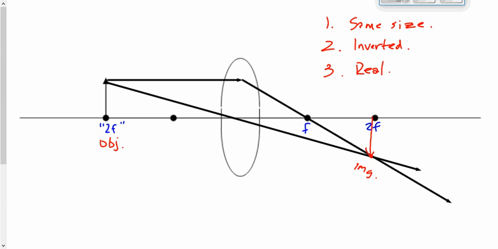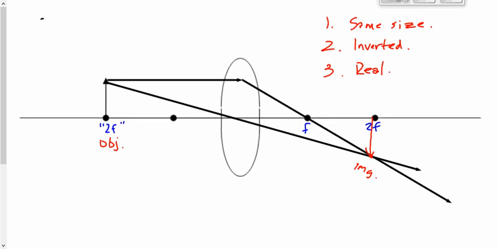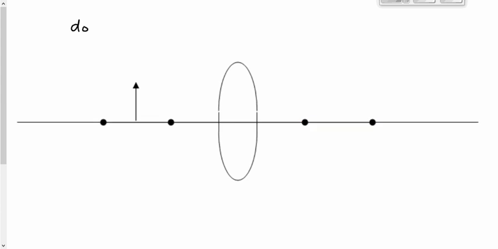Next one, we're going to move our object a little bit closer to the lens again. This time, if our object right here was at 2f, this time our object distance is going to be bigger than f, but smaller than 2f. It's in between f and 2f. We have the same object, car, person, candle, whatever it is.